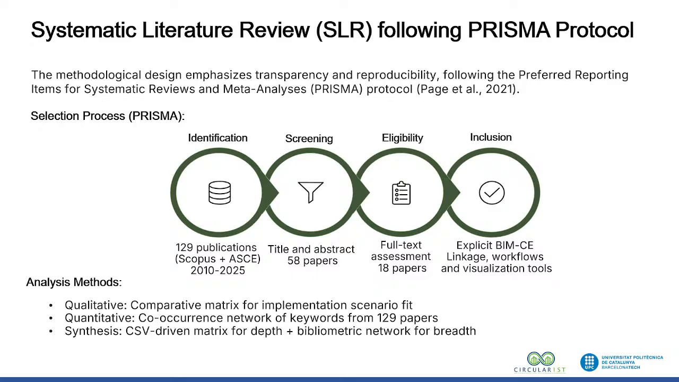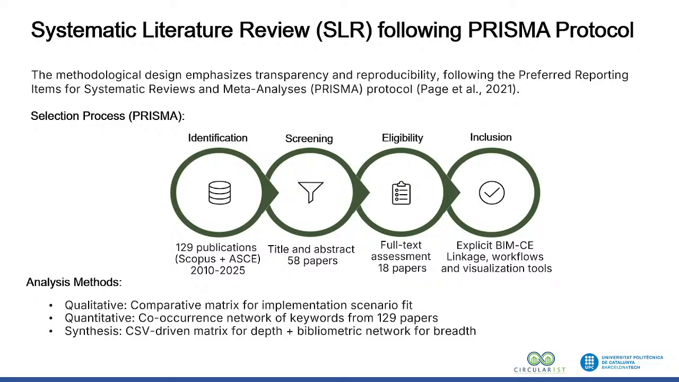So we started with a systematic literature review following the PRISMA protocol selection process. First of all, we did identification with 129 publications from 2010 till 2025. Then we did a screening with titles and abstracts of 58 papers. And finally, we did the full text assessment of 18 papers in which we had this explicit link between BIM and circular economy, and the workflows and visualization tools included as well.